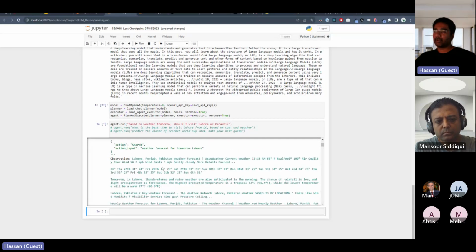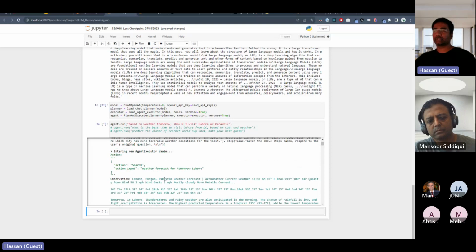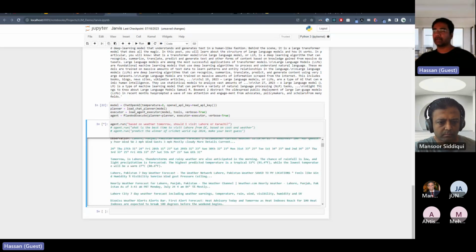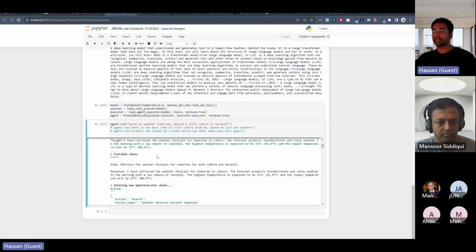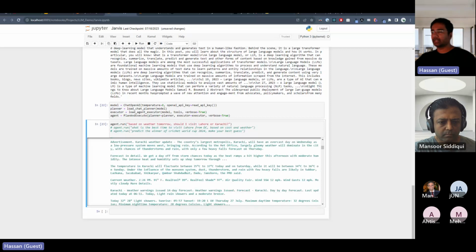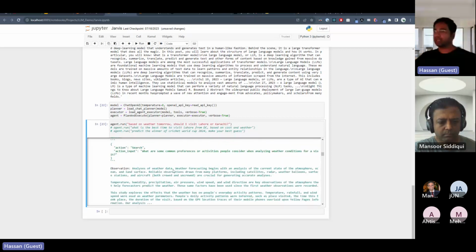And now for each step, it can determine from the tools that it has available, which are search and math, which one is best suited. So its first step is the weather forecast for tomorrow, Lahore. So it's doing a search on that. It did an internet search and got a response for that. Then it gets the weather forecast for Lahore and Karachi and so on. So it does its thing.